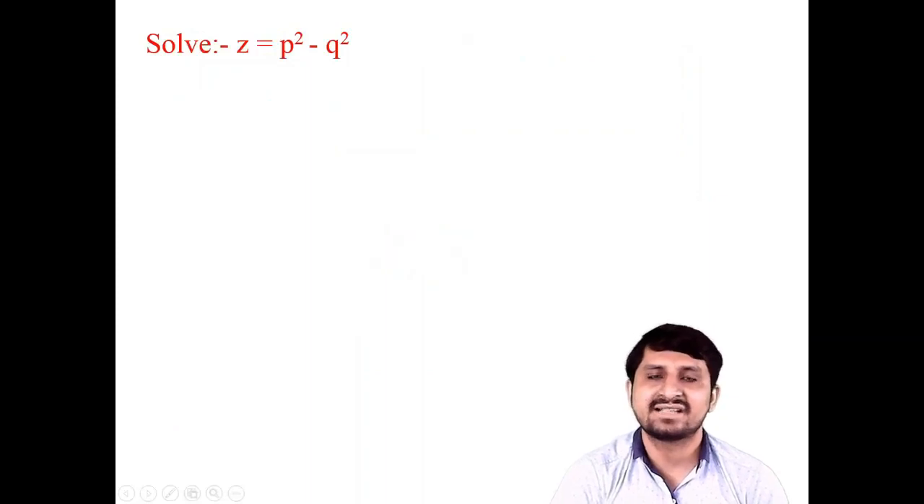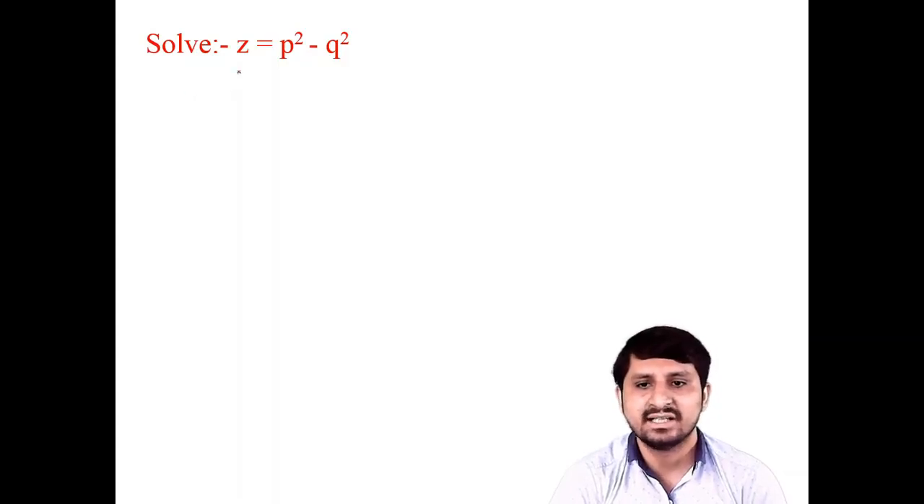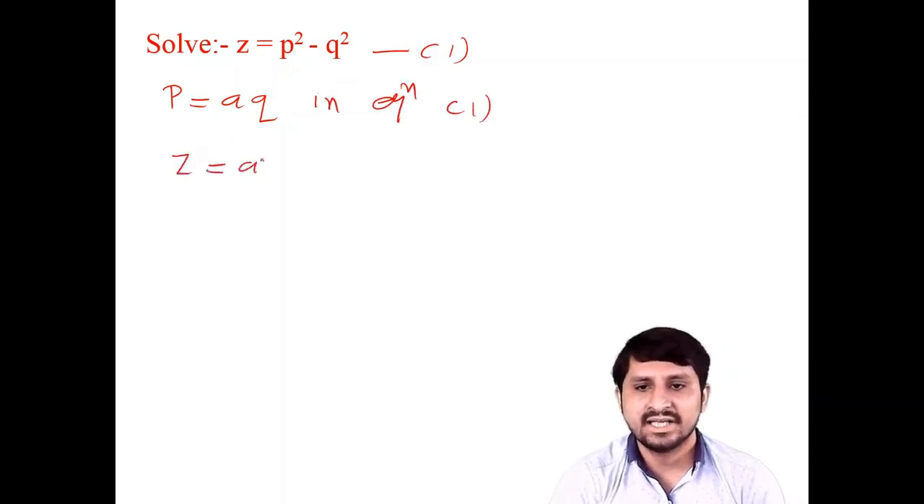So here is our first example. I want to solve this example: z is equal to p square minus q square. Call it equation number 1. Now take p is equal to a into q in equation number 1. So z is equal to a square q square minus q square.